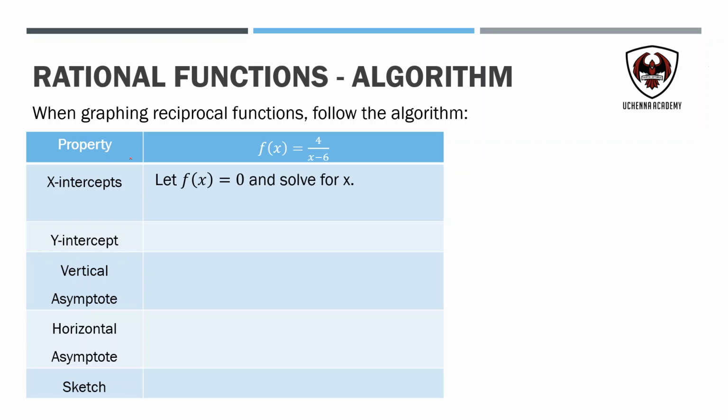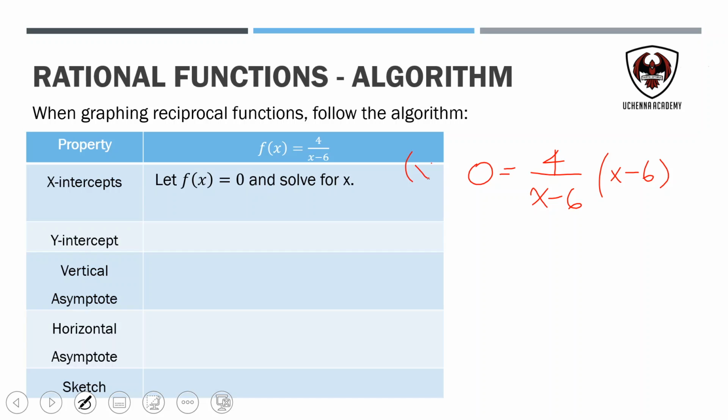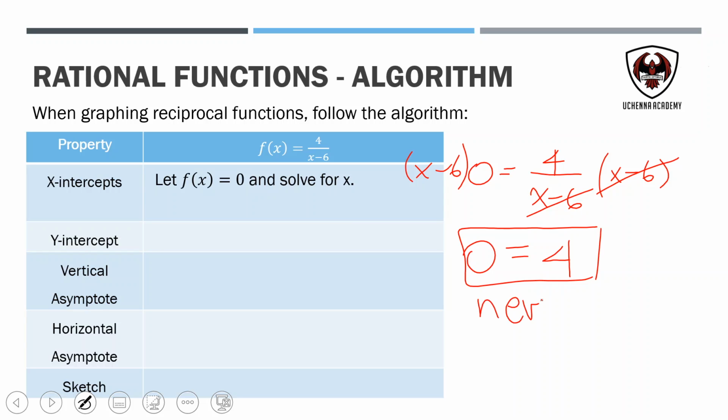So if I set f of x is equal to 0 and I solve for x, I would make the function 0 is equal to 4 over x minus 6. In order to solve for x, I'll have to multiply both sides by x minus 6 because it's in the denominator, so I want to get rid of it. Now, on the right side, that'll cancel out. On the left side, I'm multiplying x minus 6 by 0. Well, that still stays 0. I end up with 0 is equal to 4. This here is never true.